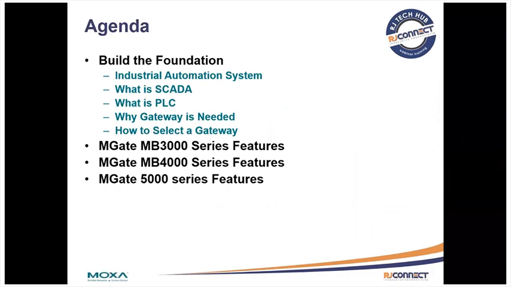Okay, let's get started. So what we're going to look at today, first we're going to build the foundation for people who don't necessarily have the knowledge of automation systems. We're going to take a quick look at industrial automation systems and how all the components fit together. Then we're going to take a look at what is a SCADA, what is a PLC, and then we're going to ask the question, why do we need a gateway? Why are gateways needed? And how do we select the gateways that we need. Then we're going to take a look at our MB3000 series and MB4000 series and their features, and also some features of the MGate 5000 series.